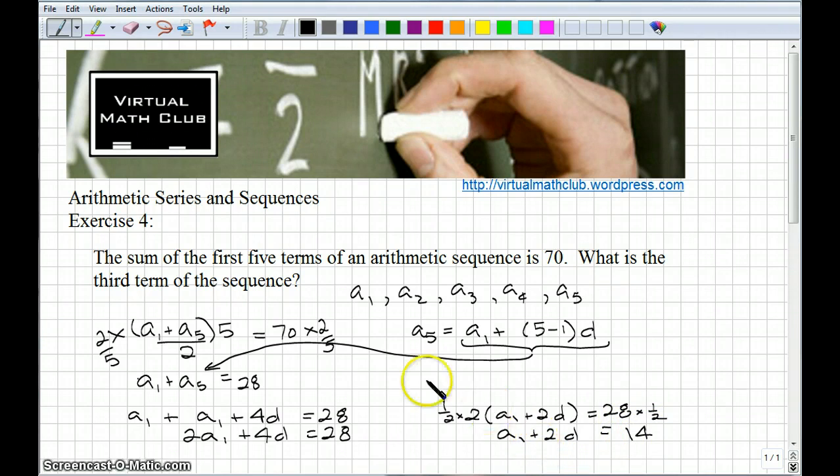Aha! Well, we're asked to find the third term of the sequence, right? So what would that look like? A3, I'll write it up here, A3 is equal to A1 plus 3 minus 1 times D, which is equal to A1 plus 2D. And isn't that convenient? Because that's what we've got here. A1 plus 2D is the third term. So, voila. There it is. There's our answer. Pretty cool, huh?